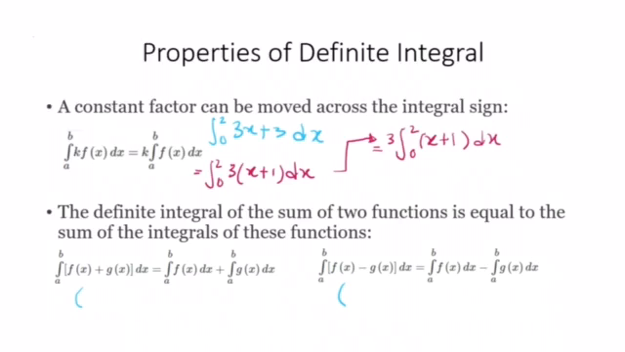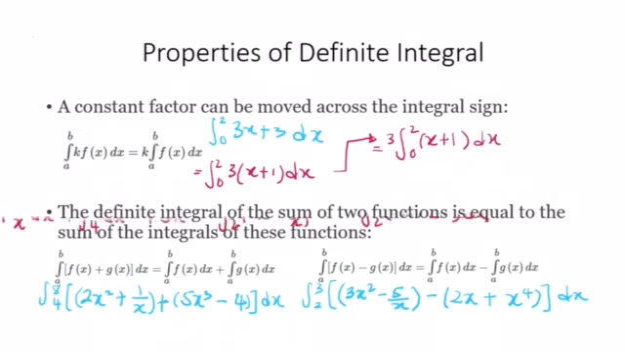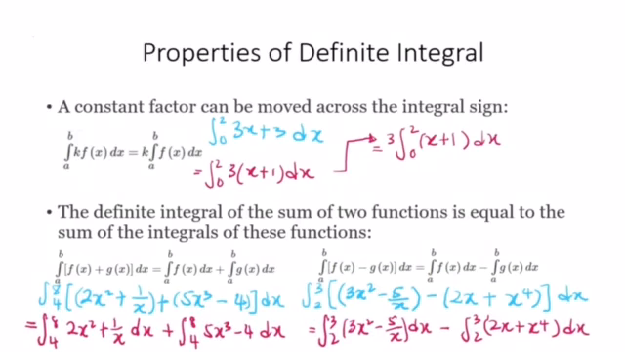The second, definite integral of the sum of two functions is equal to the sum of integral of this function. So if we have two functions f of x and g of x, but we have the same interval b and a, let me show you an example. This is a question, then we can write it in this expression.